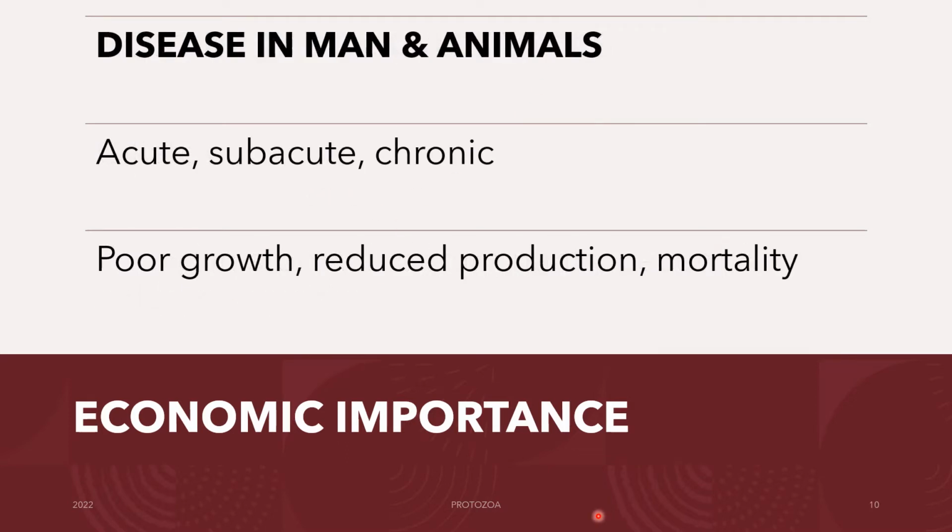Another major economic importance of parasitic protozoa is that it can cause disease in domestic animals and human beings. Some of the protozoan diseases appear with severity, resulting in mortality. So the protozoan disease can present as either acute, subacute, or chronic form. Both the subacute and the chronic form may lead to poor growth, loss of body weight, as well as reduced milk, egg, and wool production.